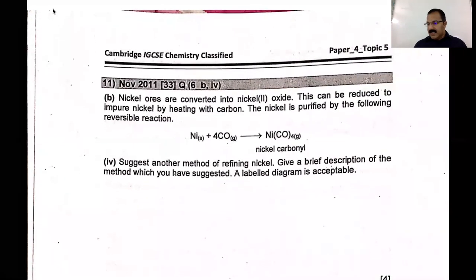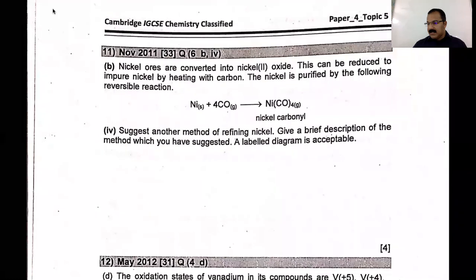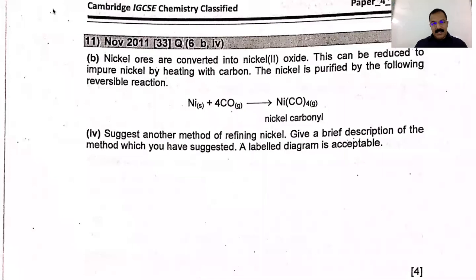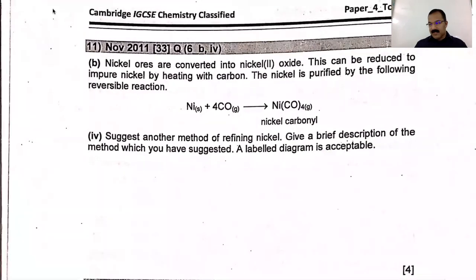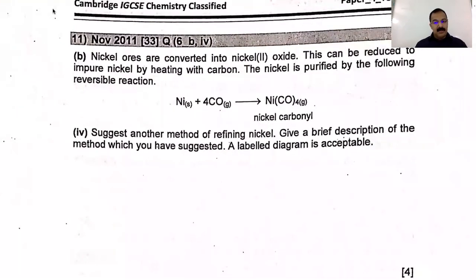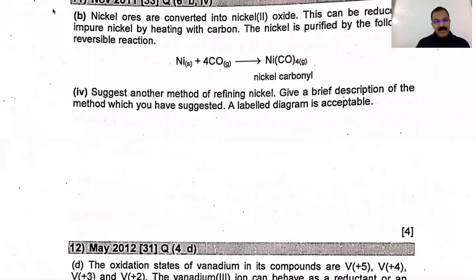Nickel ores are converted into nickel oxide. This can be reduced to impure nickel by heating with carbon. Nickel is purified by the following reversible reaction: the impure nickel is reacted with carbon monoxide gas and forms a compound called nickel carbonyl. Suggest another method for refining nickel. Give a brief description of the method. A labeled diagram is acceptable.